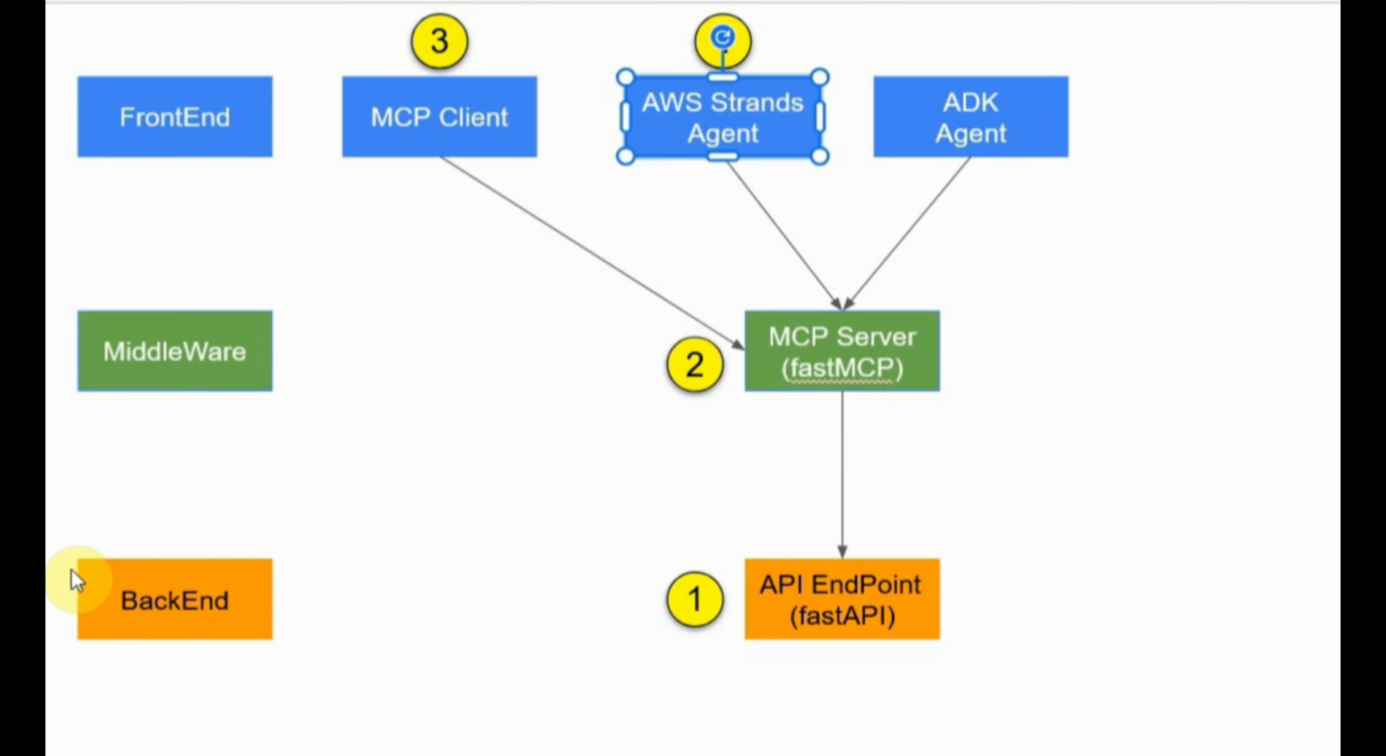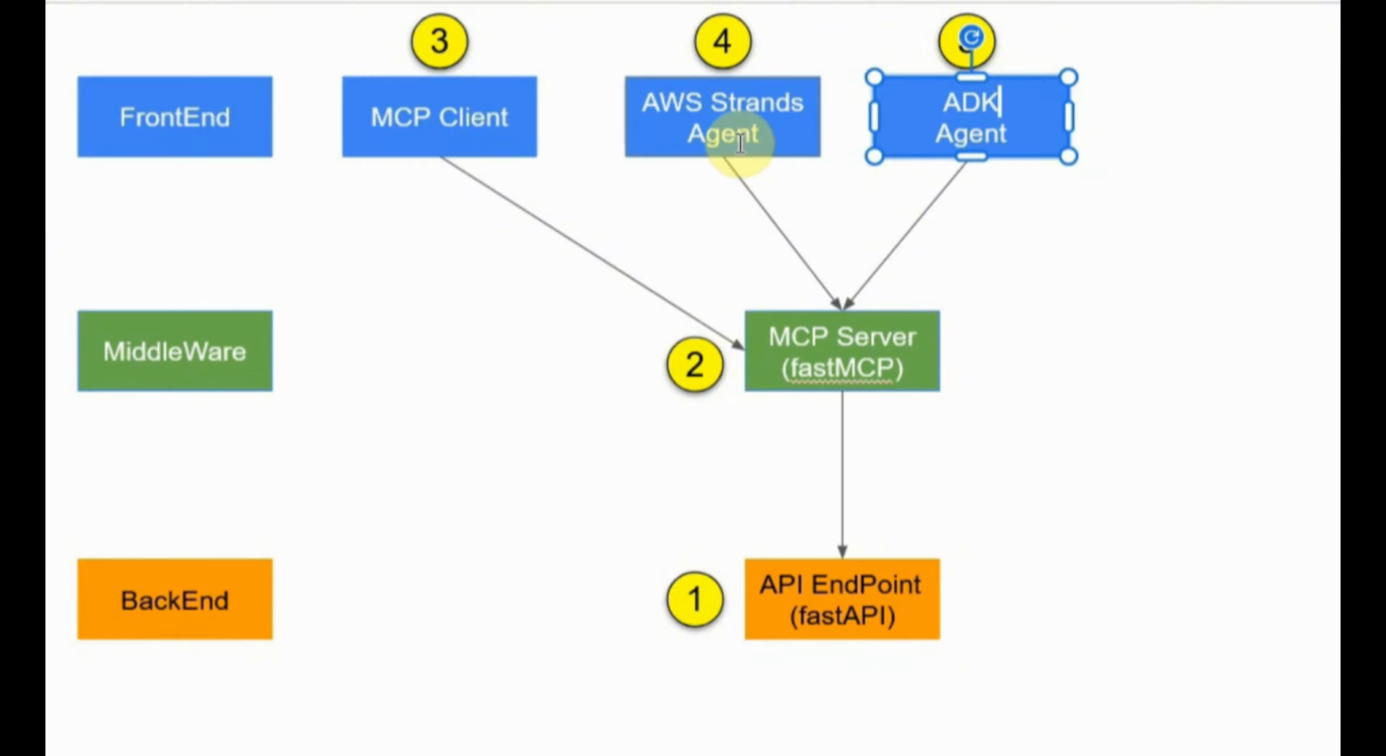So at this point, we are able to complete these 5 steps. So let me quickly summarize. I have deployed a custom Forex API using FastAPI. Then I have created an MCP tool to invoke the API endpoint, and I deployed that MCP tool with the MCP server. Then I have designed Python code for the MCP Client. I have designed Python code for the AWS Strands agent, and I have designed the ADK agent.